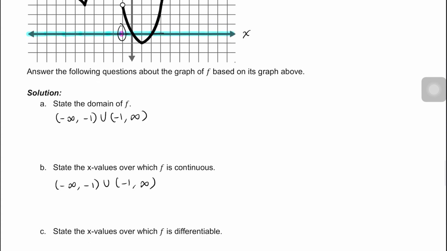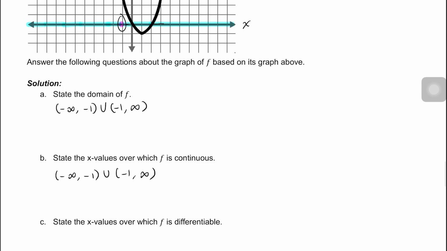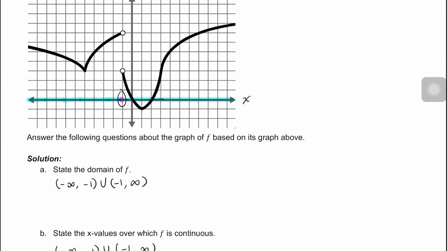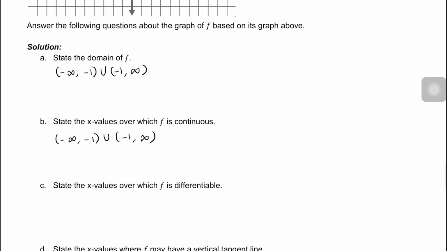Then we're going to find where the function is differentiable, and this is going to be a little more tricky because it is differentiable almost everywhere, except in two places, here and here, right? The reason why it's not differentiable here is because there's a corner. Corners are one of the reasons why a function is not differentiable, and also if the function is not continuous, then it's not differentiable either.